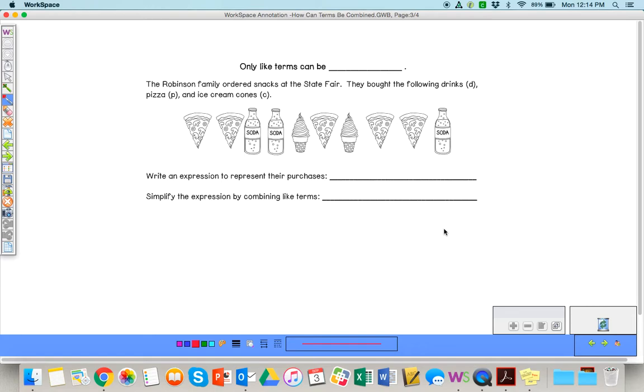So it says only like terms can be combined. The Robinson family ordered snacks at the state fair. They bought the following drinks: pizza and ice cream cones. Okay, so what I want you to do is for every drink you see, you're going to write the letter D. Okay, for every pizza slice you see, you're going to write the letter P.